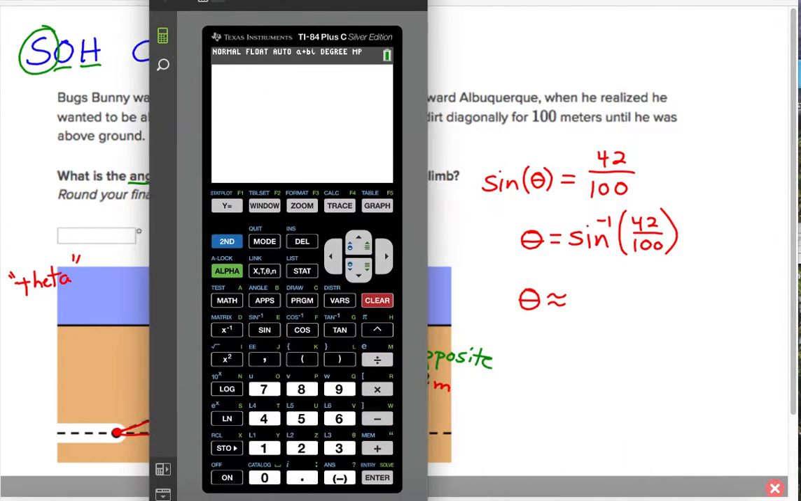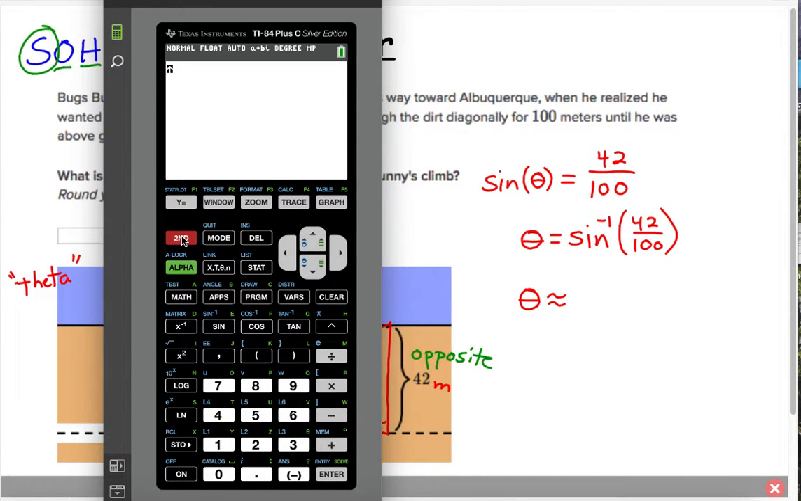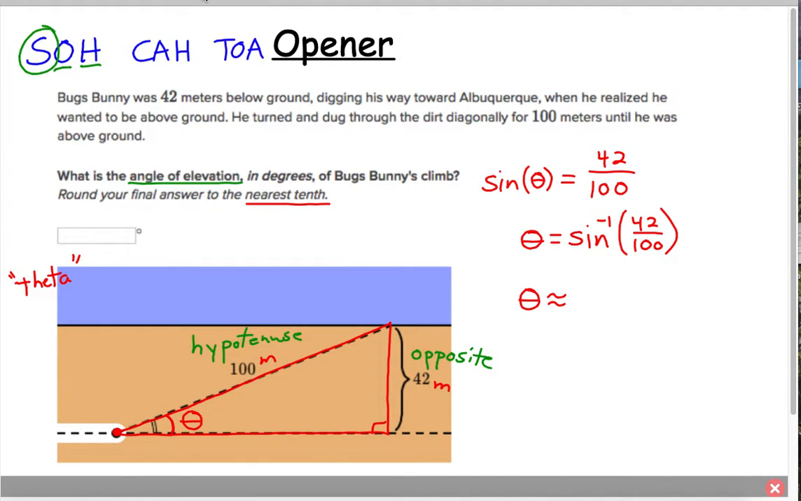So I grab my calculator, make sure I'm in degree mode, check. So second sine gives me the inverse sine, the sine with that little negative 1 there. The inverse sine of 42 divided by 100. And there's the angle of elevation, 24.83. And so it said round to the nearest tenth, so we're going to chop it off after the 8. The first number after is less than 5, so we're not going to round the 8 up to 9. It's going to say 8. So 24.8 degrees.